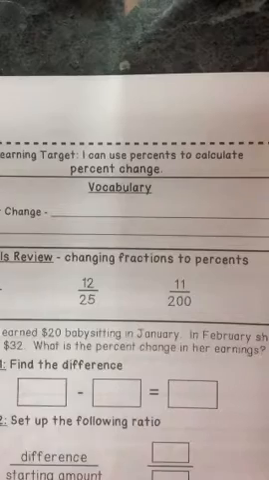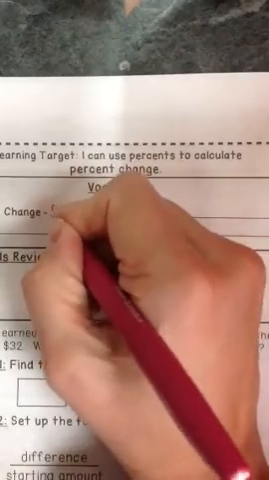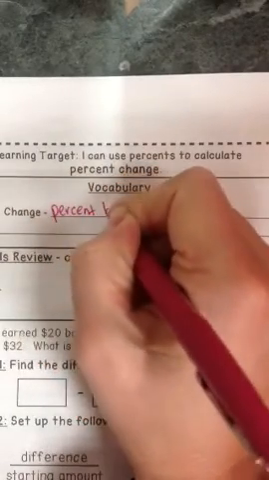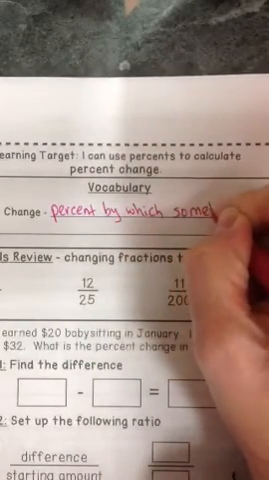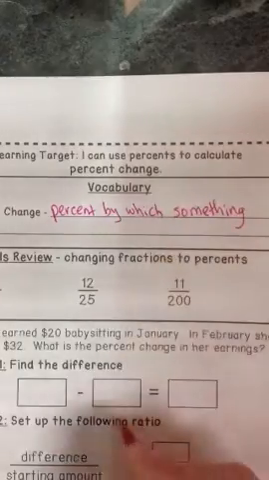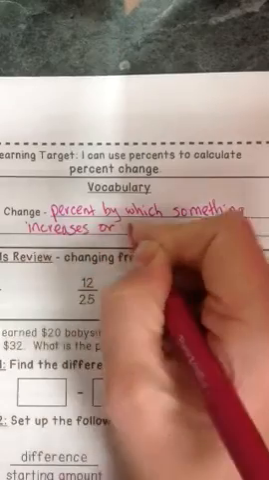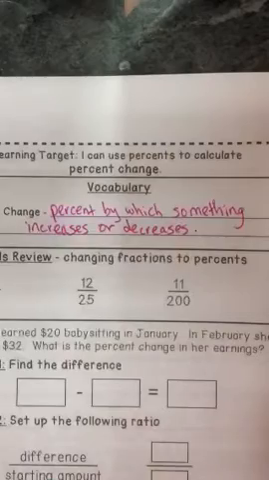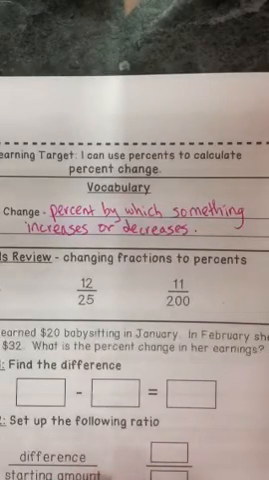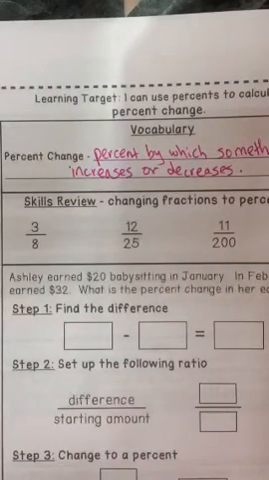Percent change is the percent by which something increases or decreases. To find the percent change, you have to remember how to change a fraction to a percent. So if you remember, the first step is to change the fraction to a decimal and then multiply by 100.